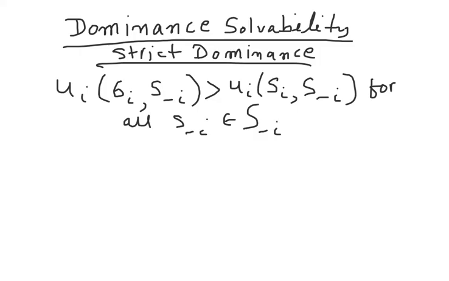So basically what we are saying here is that player I, if he plays his strategy sigma I, which could be a mixed strategy or a pure strategy, given the rival strategy S minus I, so other players' strategy, whatever they play, right? So if the expected payoff U_I is strictly greater than if player I were to play some strategy S_I, given the rival strategy S minus I, for all S minus I.